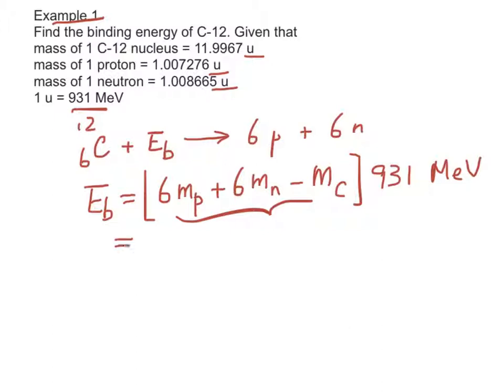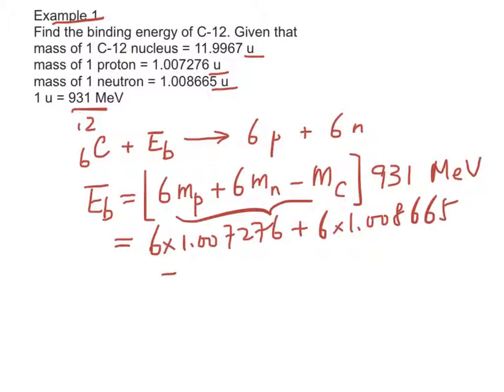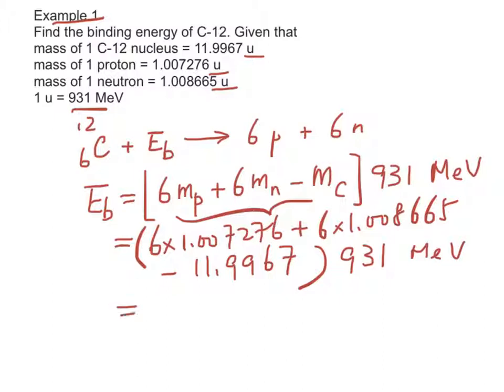Therefore, the binding energy of the carbon-12 nucleus equals 6 times 1.007276 plus 6 times 1.008665 minus 11.9967, times 931 MeV. The answer is 92.1 MeV.